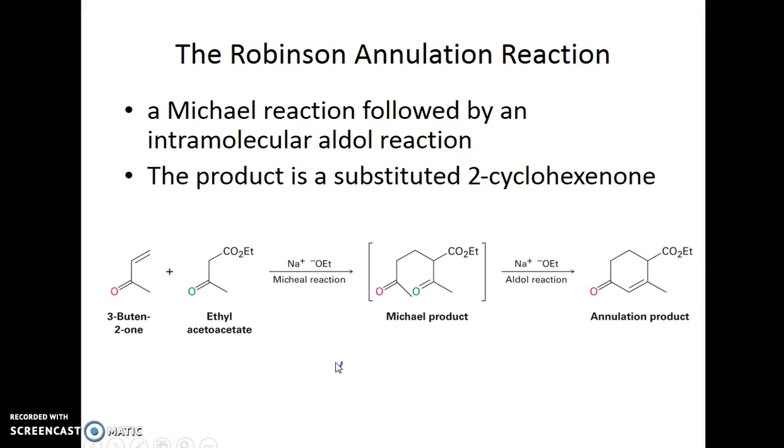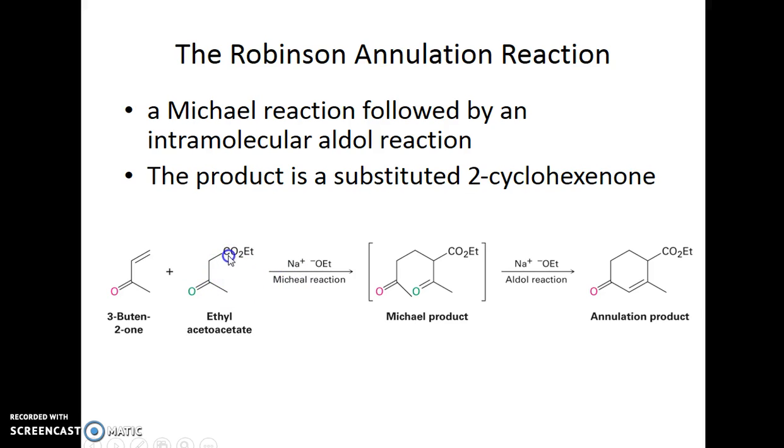There's something called a Robinson annulation. An annulation means ring formation. And what happens in the Robinson annulation is we use two things you already know: a Michael reaction followed by an aldol condensation. So let's see how this works.